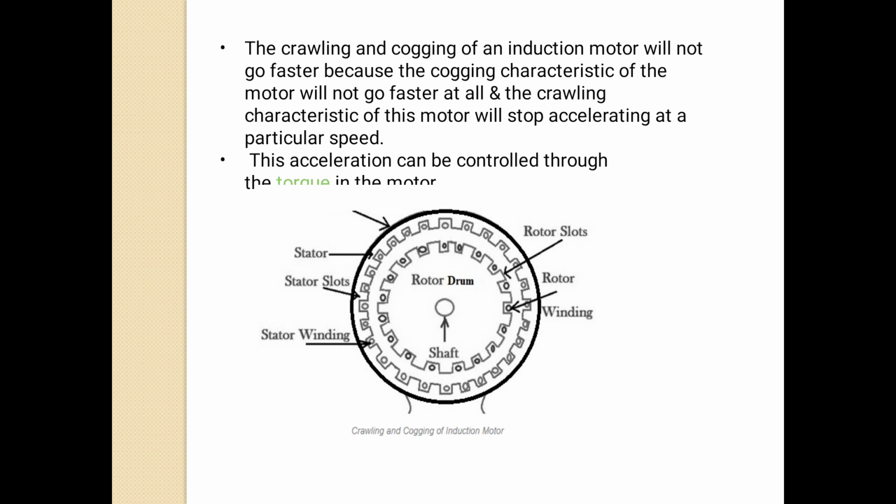This is the diagram for crawling and cogging of induction motor. First, the stator, stator slot and rotor slot. The round between them is called the winding circuit, and the center part is called the rotor drum and shaft.